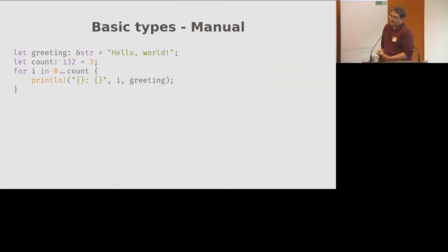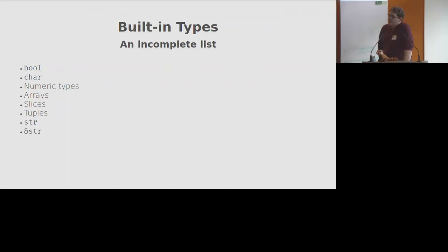The built-in types come with the language. This is an incomplete list. There's your basic true/false. Characters are a 32-bit value that represents a Unicode code point. There are the numeric types, which we'll cover in a second. Arrays and slices and tuples all kind of look the same, but are all subtly different. We aren't really going to get into the differences of those because they're subtle and very complicated. And then string and string reference are sort of like arrays and slices.